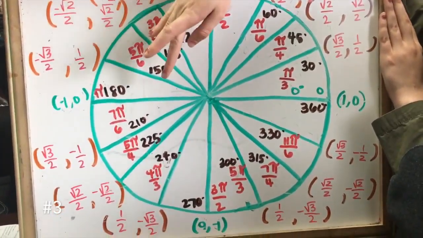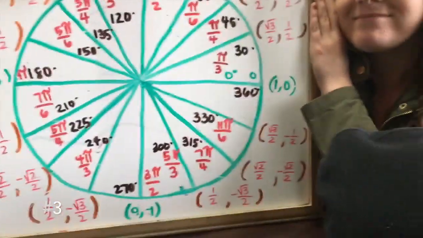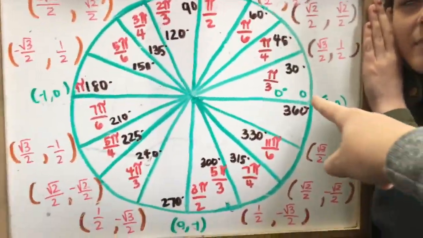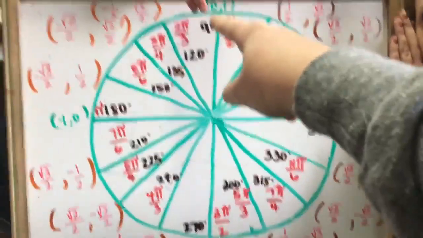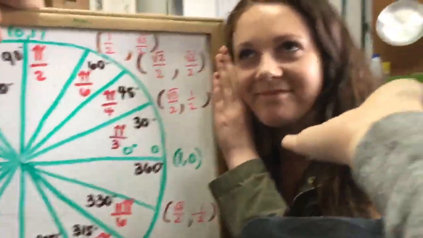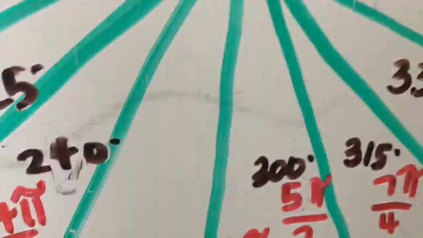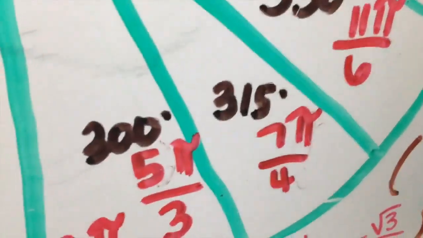There's a pattern here because you start at 0. You add 30, 15, 15, 30. You should say what the degrees are. So the degrees are 0, 30, 45, 60, 90, 120, 135, 150, 180, 210, 225, 240, 270, 300, 315, 330, 360.